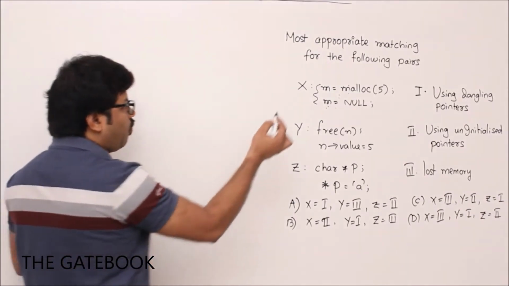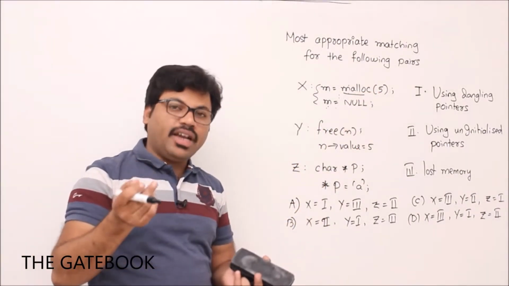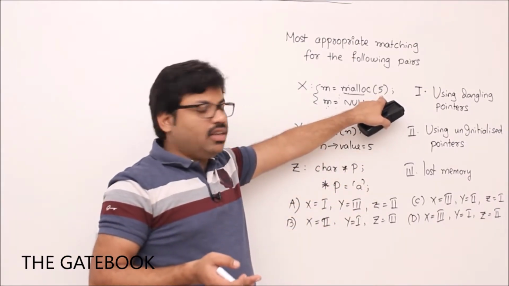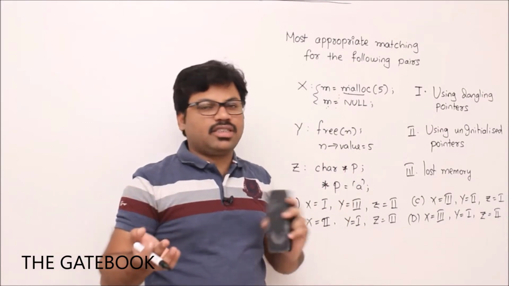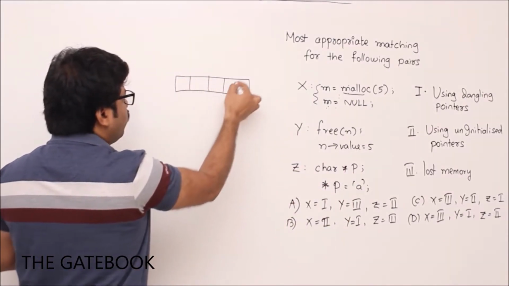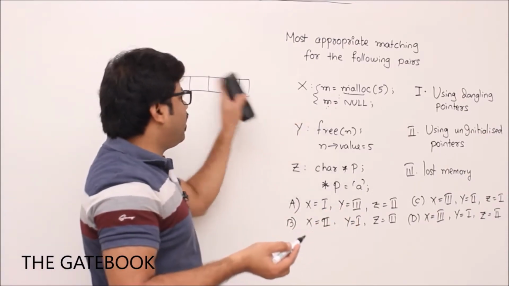First one is malloc of 5. When you write malloc of size of int, it gives the number of bytes required for that integer. But if you simply write the integer 5, it gives that many bytes. So malloc of 5 gives 5 bytes. Let's say 1, 2, 3, 4, 5. Doesn't matter for us; this problem does not depend on that.